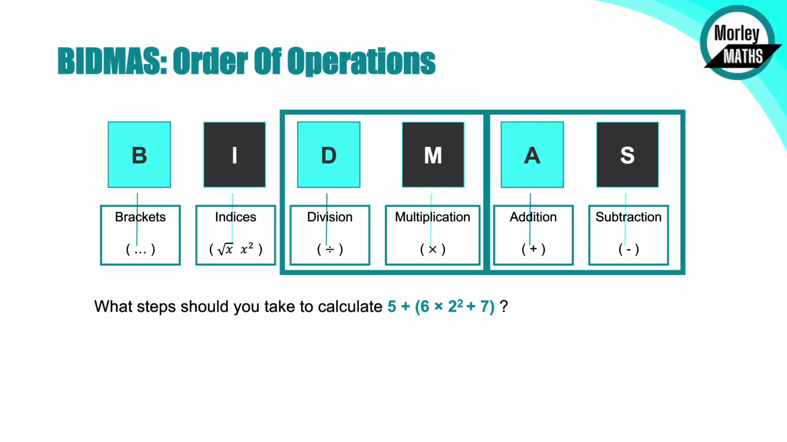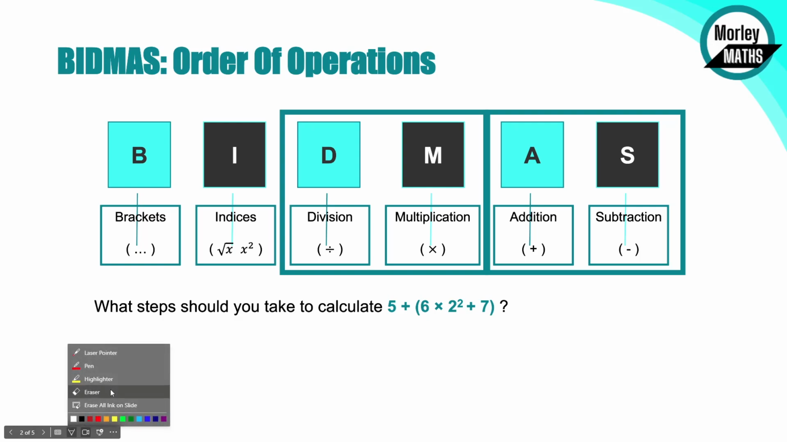So let's have a look at this question here. We've got 5 plus, and then in brackets 6 times 2 squared plus 7. So what we're going to be doing here, if we're following BIDMAS, is the 2 squared first. So when we're looking at a power of something, so indices, if it's squared, it means we're just timesing it by itself. So when you're doing areas and you've got pi r squared, if something is squared, you're timesing it by itself. So to the power of 2.